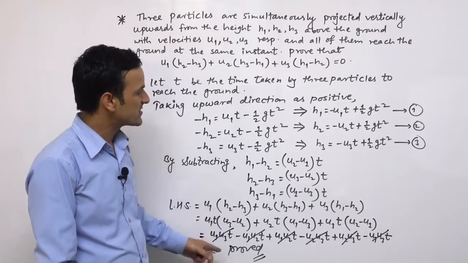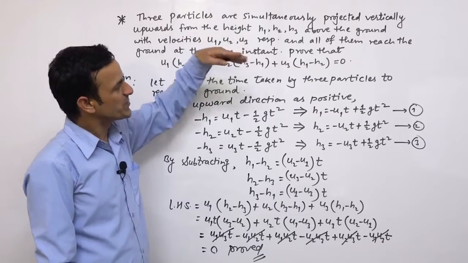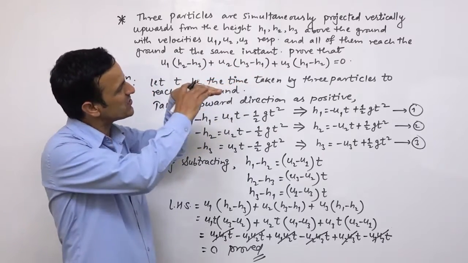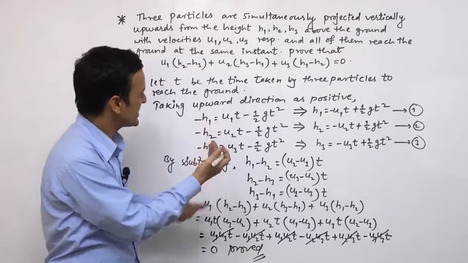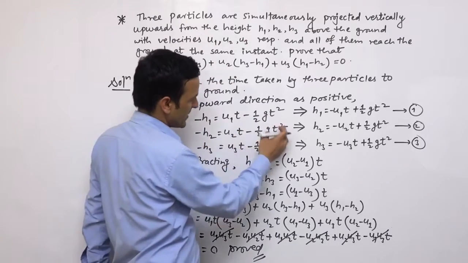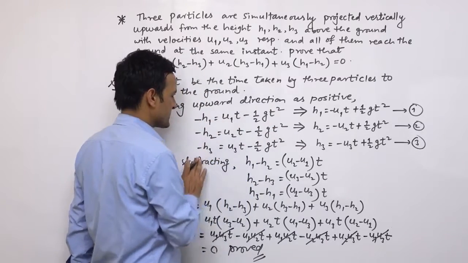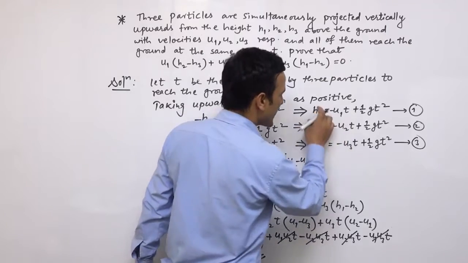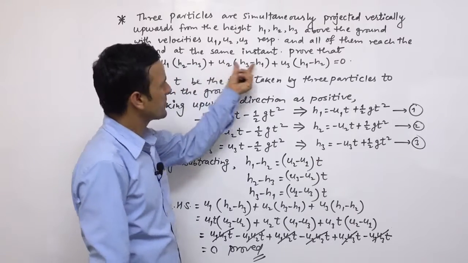So in this way, we can solve it for any three particles which are projected from a certain height, but the distance covered by this particle is below the point of projection. So in this case, we can use this type of formula and just solve by removing this minus from this h1, h2, h3. Now we can subtract as looking from the question.